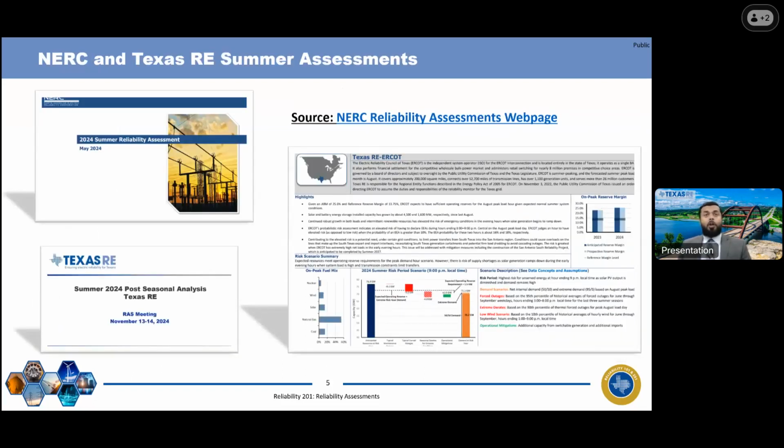Here's an example of the NERC and Texas RE summer reliability assessments. The figure to the left shows the front page of the 2024 NERC Summer Reliability Assessment. Inside the 2024 NERC Summer Reliability Assessment, you will also find the Texas RE Summer Reliability Assessment, which is pictured to the right. Also, at the bottom left, there's a look at our presentation to the NERC Reliability Assessment Subcommittee. The presentation captures our analysis on how the summer went compared to what we projected in our assessment.